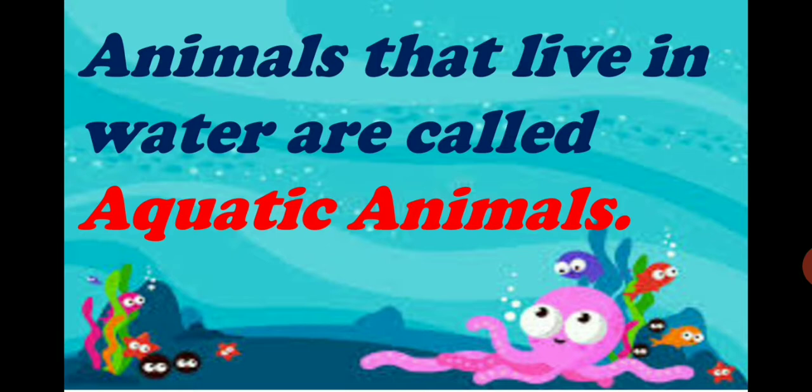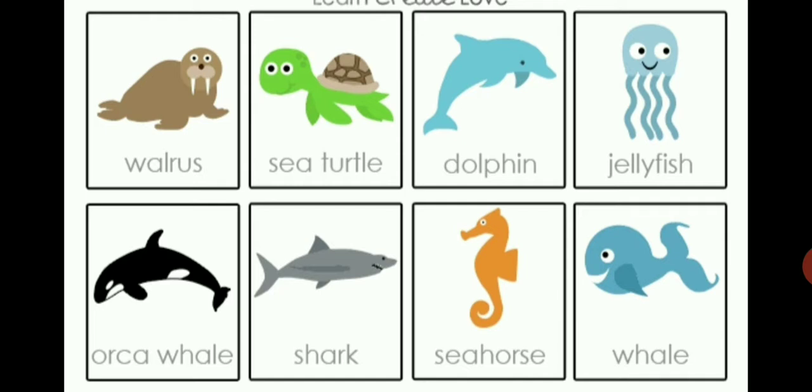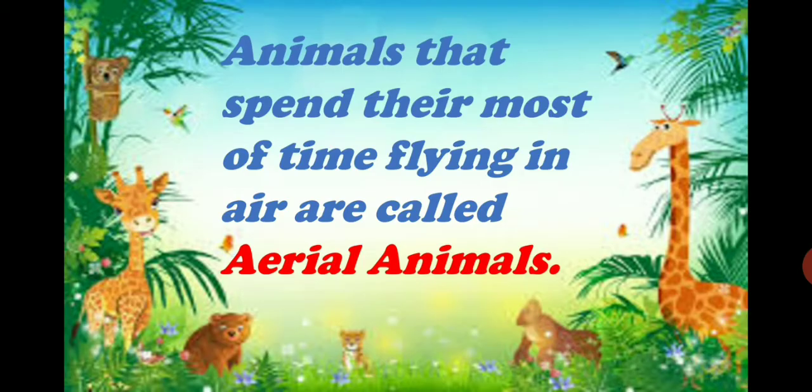Aquatic animals. Animals that live in water are called aquatic animals. Example: shark, octopus, crab, seahorse, sea turtle, stingray, jellyfish, whale. These are aquatic animals.